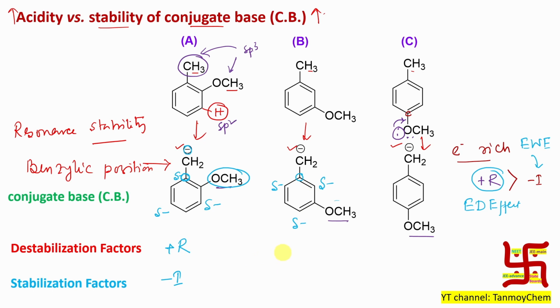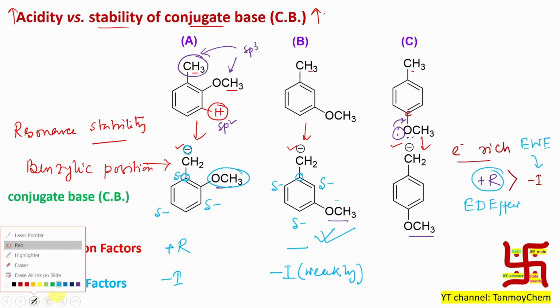So here plus R effect is absent, destabilizing factor is absent, and stabilizing factor minus I exists, but you can say it exists weakly. So I can say there is a moderate stabilization factor. So this is a positive part.